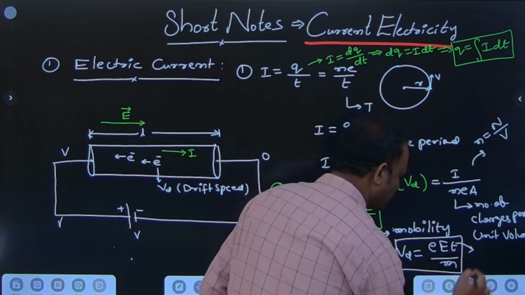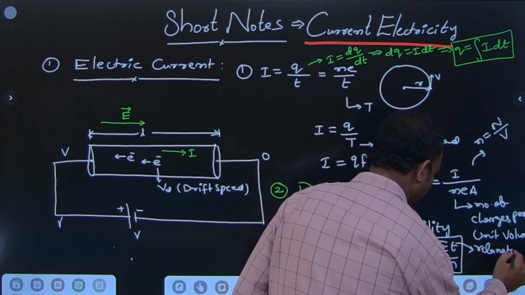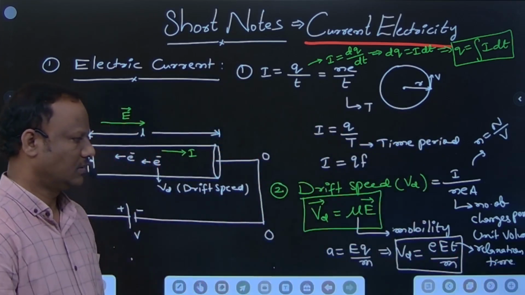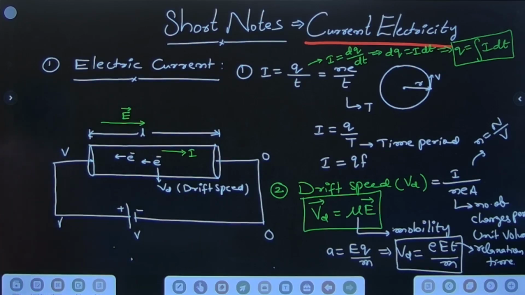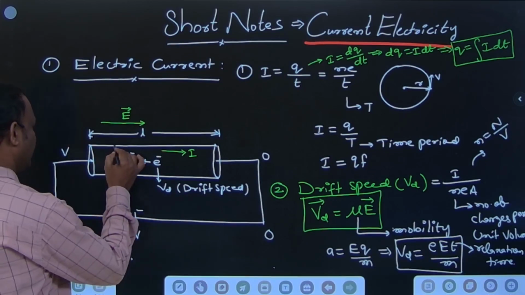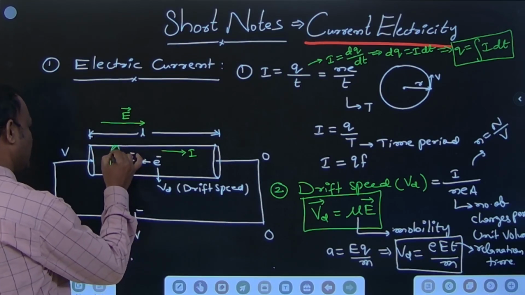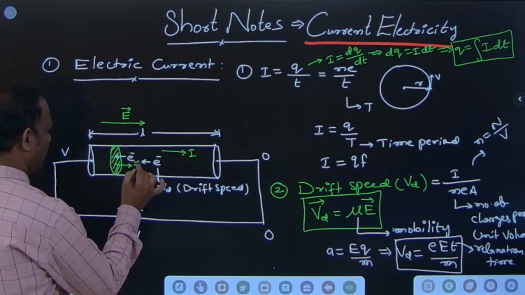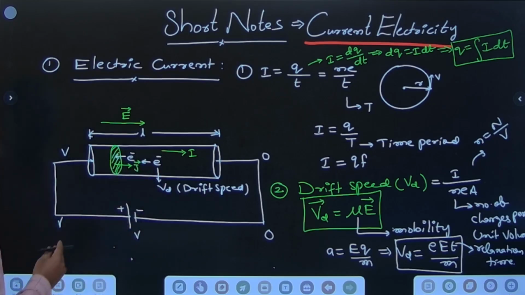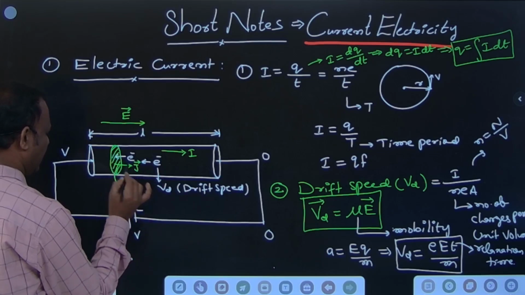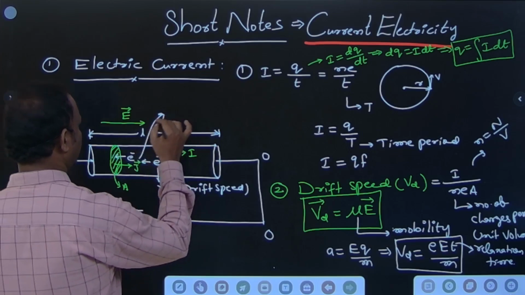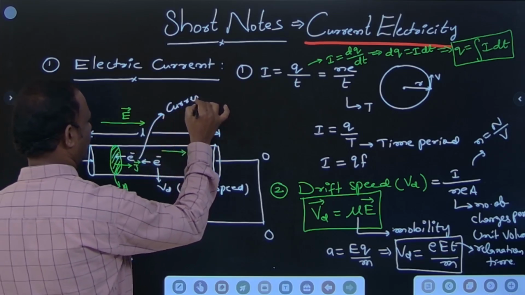Tau is the relaxation time. e is the charge of the electron. Capital E is the electric field. m is the mass. If I speak about a cross section, through this cross section there is J vector, and A is the cross-sectional area. J vector we call the current density.